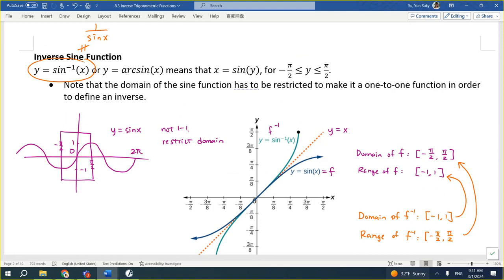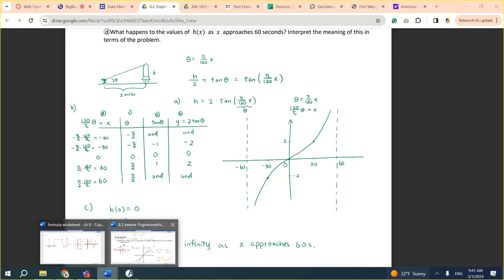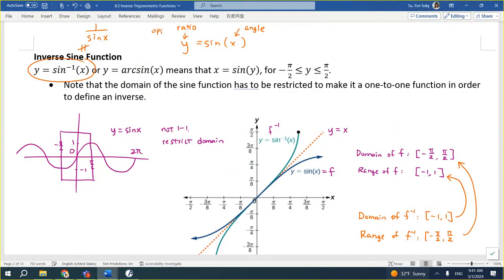Okay, so what does inverse function mean? Think about sine x equals y. The x is an angle, and then the y is a ratio between two sides of the triangle. And for the sine, that ratio is what over what? That ratio is opposite over hypotenuse. Yes, everybody?